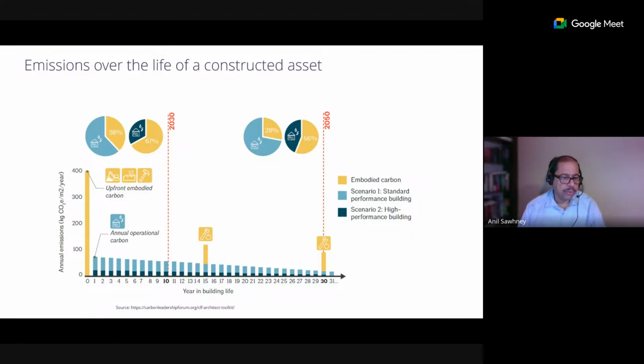There are 2 bars, blue bars. One is a standard performing building, and the other one is a high performance energy efficient building. Anyone wants to take a guess? Why do we have decreasing blue bars? Why are they not constant? Because a building, if you meter it, it's going to use the same amount of energy every year, right? Unless we change something. But why is it constantly decreasing? Any guess? Anyone in the room? Any guesses?